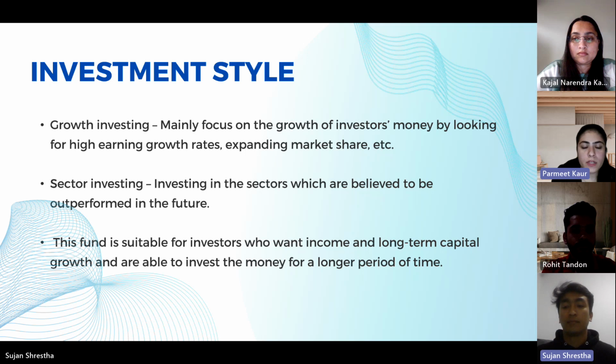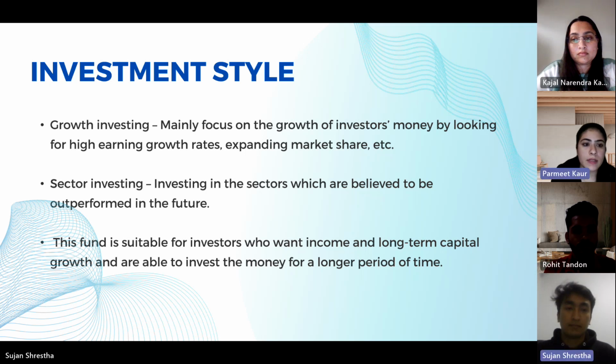Hi everyone. Firstly, to discuss the investment style, we have considered two styles, that is growth investing and sector investing. In growth investing, investors look for growing their money by looking for high earning growth rates and expanding market shares. Whereas in sector investing, investors prefer to invest in the market that is believed to outperform in the future. Moreover, this investment style is suitable for those investors who want to generate income and long term capital growth and are able to invest the money for a longer period of time.